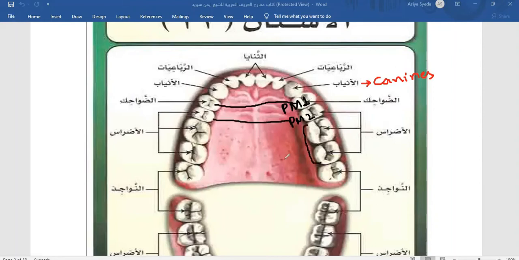pairs of molars. These are molars. These are adras. These three are adras. And lastly, you got the wisdom teeth. Hasanan. We don't use this in Tajweed, but you have to know the names of the teeth.